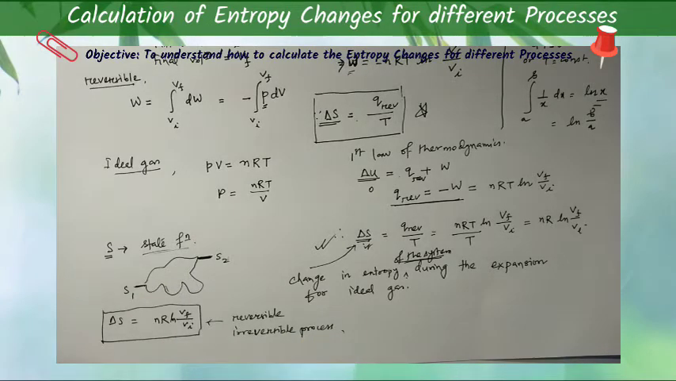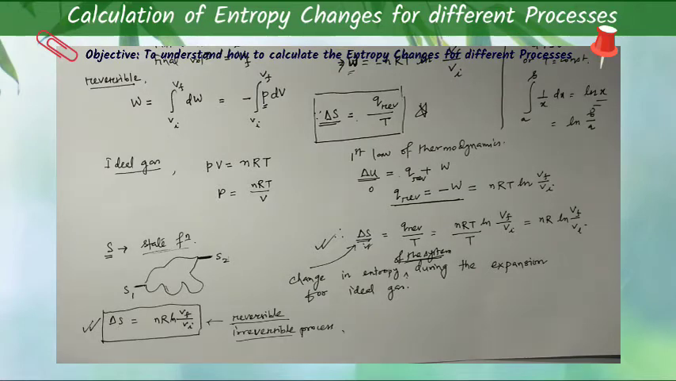Understand? So this is very important. This relation means we can calculate the change in entropy for the expansion of an ideal gas, for reversible and irreversible processes, by using this same equation. Clear?